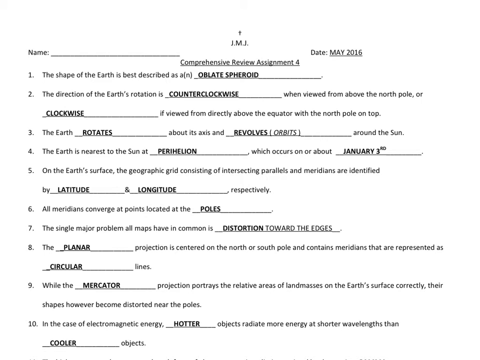While the Mercator projection portrays the relative areas of landmasses on Earth's surface correctly, their shapes, however, become distorted near the poles. That's the key part to that question. Distorted near the poles. You've got to be thinking Mercator projection.